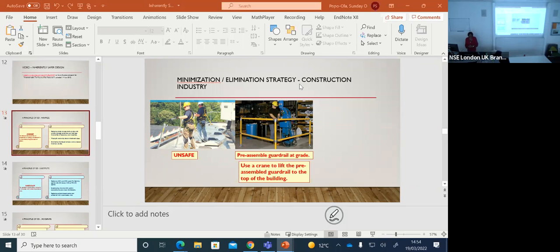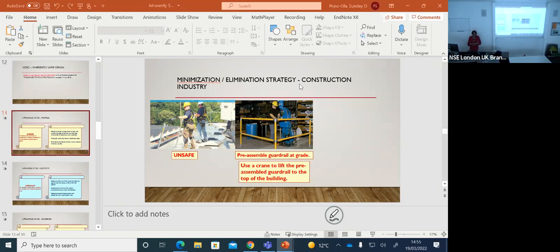So they're wearing their PPE, which is a good thing, but what they're doing is not necessarily inherently safe. Traditionally, this is how we would do it in the construction industry, but people are now starting to think about inherently safer design in their jobs, and people have said, let's preassemble at grade, and then we just put it in place at the top of the building, and they use a crane to lift it up. So this one's an example in construction, and it's minimize or eliminate. Eliminate, because they've eliminated the need for assembling at the top of the building. That's why I say minimization and elimination tend to be the same.